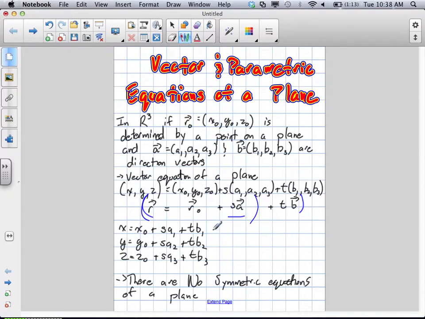Okay? And the parametric form of this is very similar again. Before it was some point and a scalar of the directional vector. Well, this time it's some point and a scalar of the first directional vector and a scalar of the second directional vector. Putting it together the exact same way we would have before, and there are no symmetric equations of a plane. Okay, so let's talk about a plane.